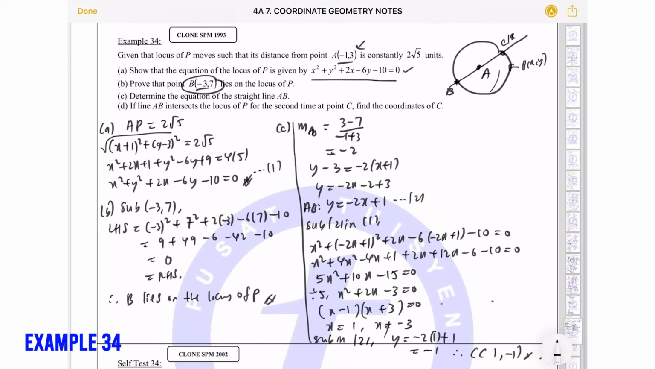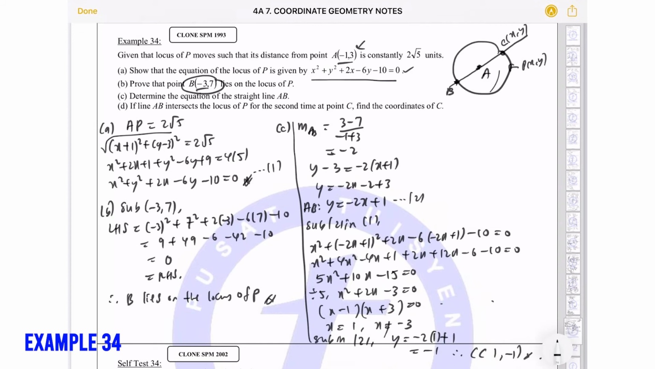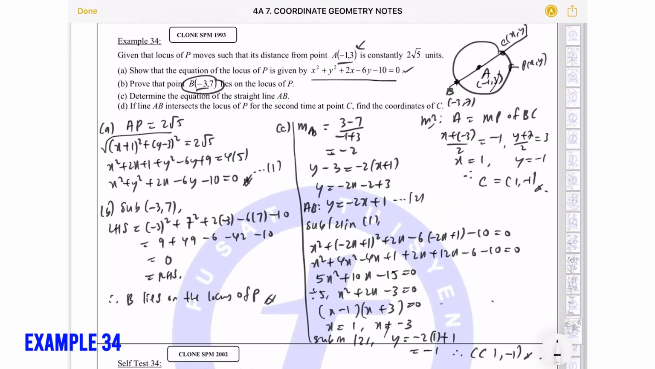So perhaps we can use this midpoint concept. We let C be (x, y). Sorry, this is a bit ugly; let me just improvise on this. B is given as negative 3, 7, and A is minus 1, 3. We know A is the midpoint, right? So this is method 2: A equals the midpoint of BC. So x plus negative 3 over 2 must be negative 1. x should be 1. Then you continue with y: y plus 7 over 2 should be 3. y should be minus 1. Therefore, C is 1, minus 1. Two different methods, same result.